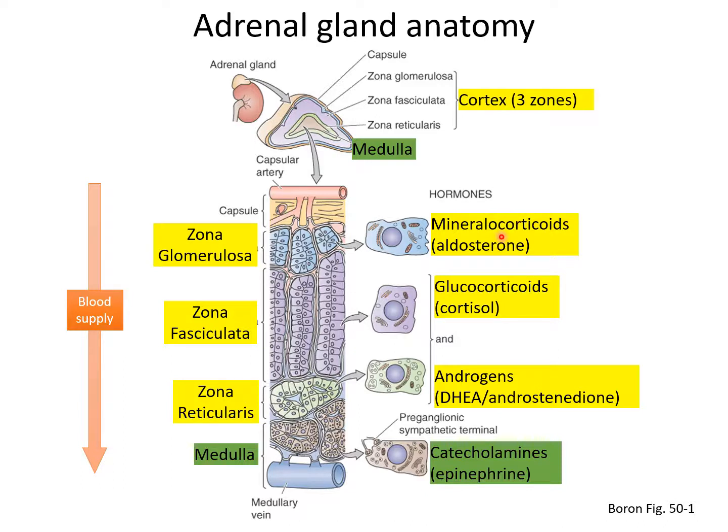So you have salt, sugar, sex. Aldosterone helps with reabsorption of salts. Cortisol increases blood sugars, and then of course you have the sex hormones that get made here. And then within the medulla you have epinephrine.